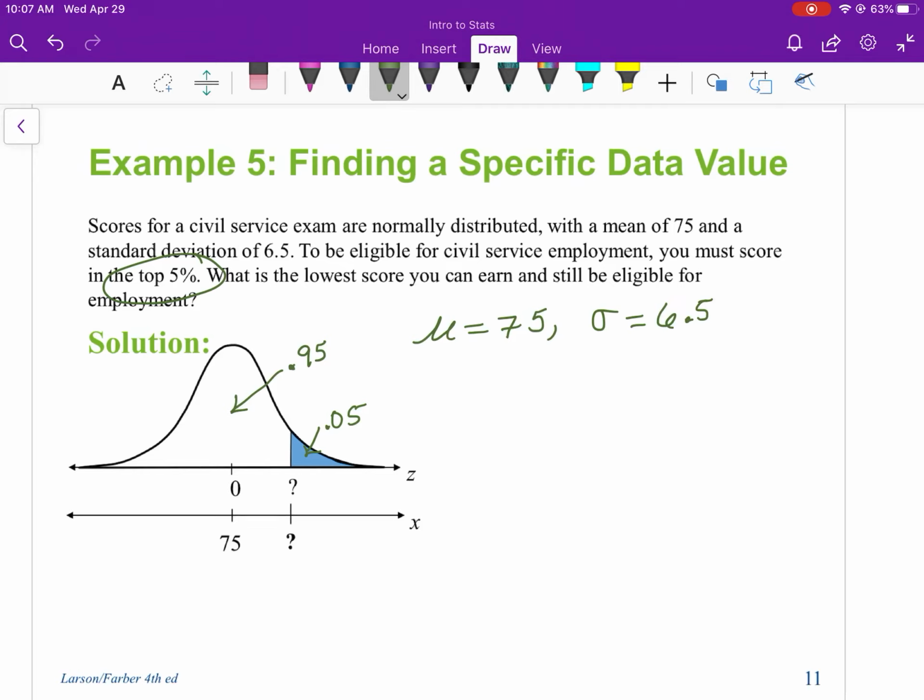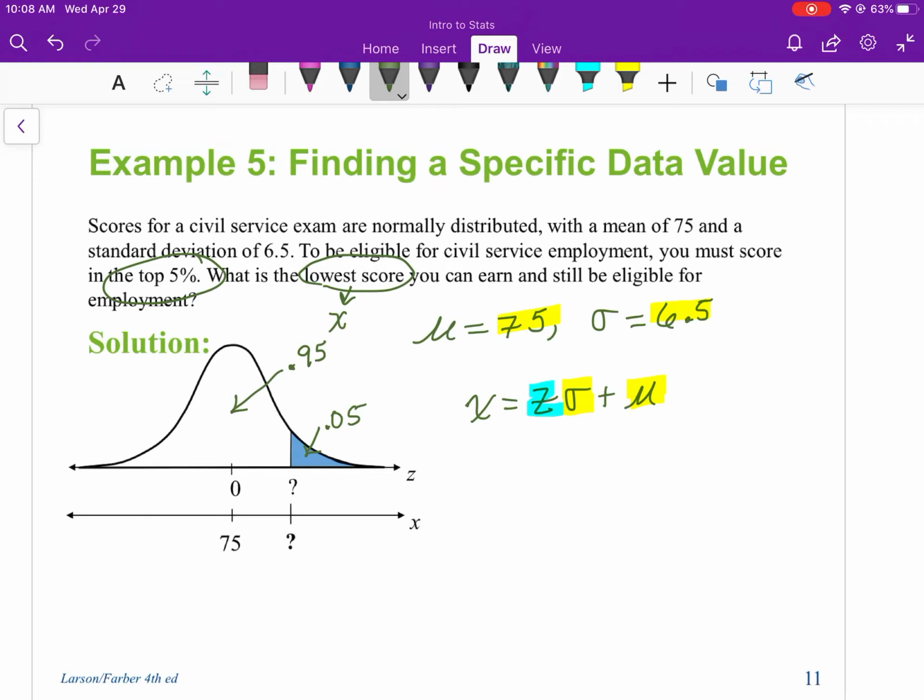All right. We're going to be looking for the lowest score. We're looking for our X value. In order to figure that out, you're going to have to use your formula from before. All right, so I'm looking for my X value. I know the mean and I know the standard deviation because they're right here. What I don't know is my Z-score. So in order to find the X value, I'm going to have to find my Z-score first.